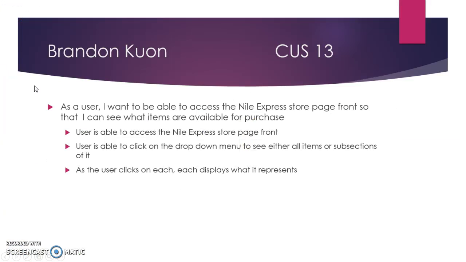As a user, I want to be able to access the Nile Express store page front so that I can see what items are available for purchase. User is able to access the Nile Express store page front. User is able to click on the drop-down menu to see either all items or subsections of it. As the user clicks on each, it displays what it represents.